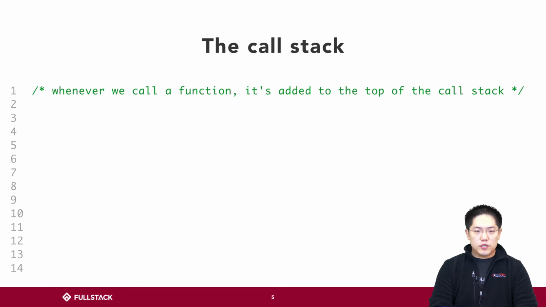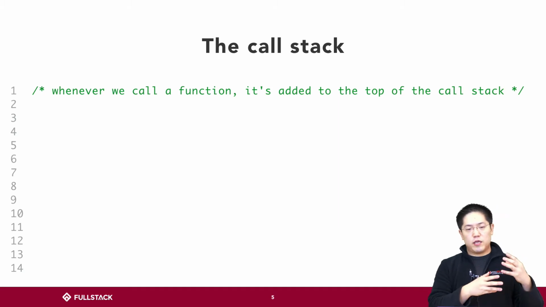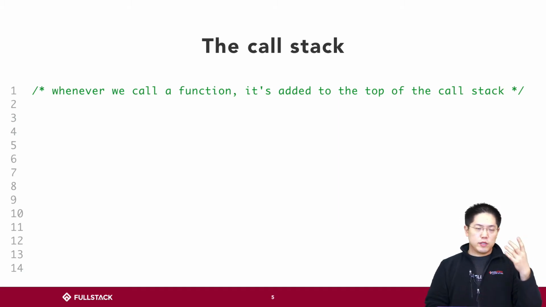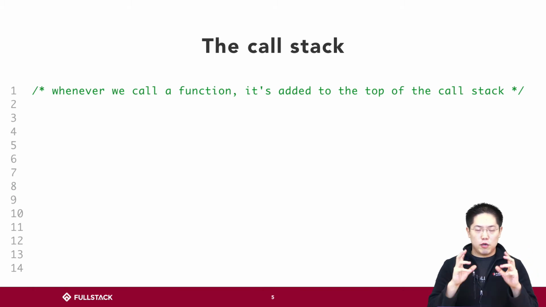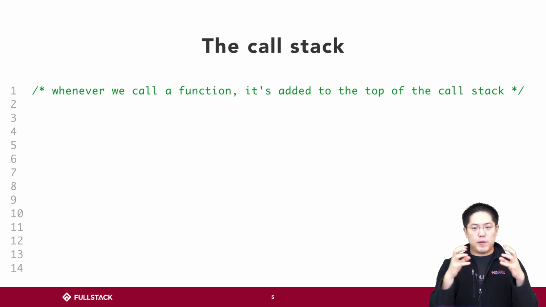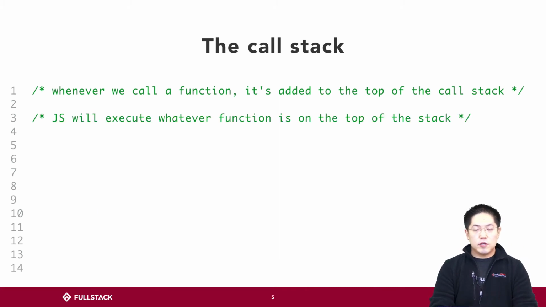So whenever we call a function, we add that to the top of the call stack. A stack you can think of like a Jenga, a stack of blocks, right? So you call a function, and JavaScript is creating the scope, the parameters, all that stuff. It's putting it into a block, this idea of a function call, and putting it on top of the stack. And JS will start executing whatever function is at the top of the stack.